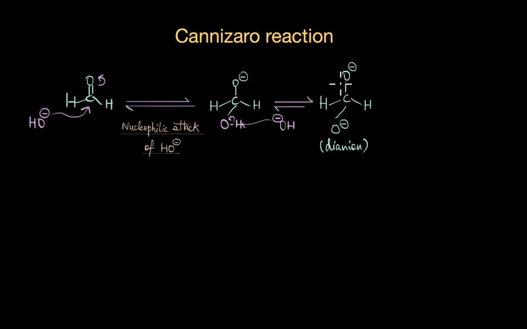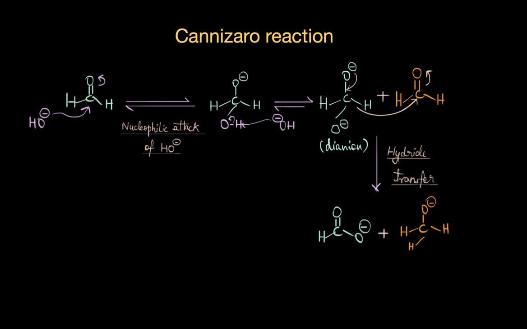Now if the C double bond O gets restored here, something has to leave from here, right? Because carbon would otherwise end up having 5 bonds, which is not possible. And therefore, to maintain its tetravalency, as soon as the C double bond O is restored, a hydride transfer takes place. A hydride transfer from this dianion to another formaldehyde molecule. And this hydride transfer is the most crucial step in the entire reaction mechanism.